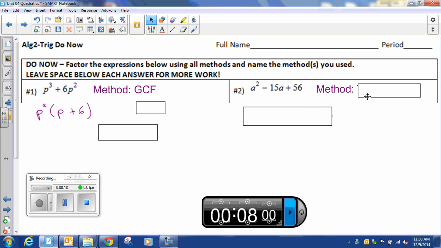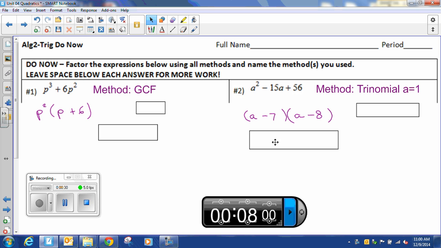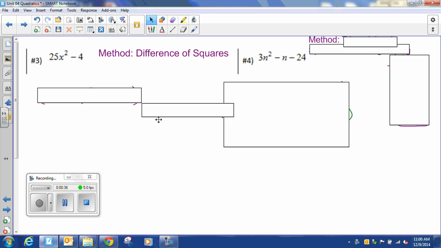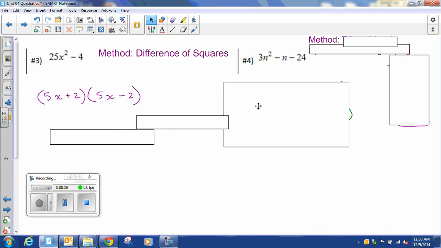Here is trinomial factoring, where A is equal to 1. When I mean A equals 1, I mean the coefficient of the squared term, or the leading coefficient, is equal to 1. Here we have a classic difference of perfect squares.